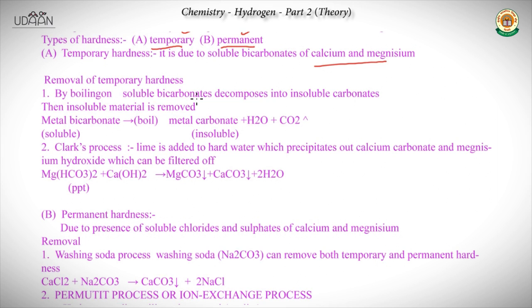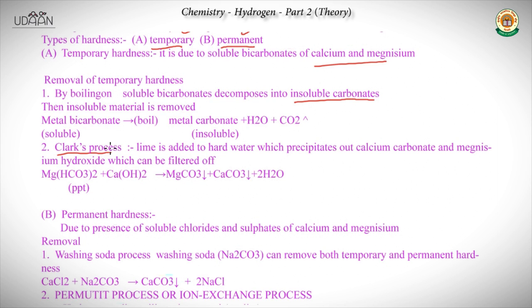The first is by boiling. Soluble bicarbonates, when we boil them, decompose into insoluble carbonates. These carbonates are insoluble and will precipitate out of the solution. In this method we can separate these insoluble compounds, and the hardness of the water will be removed.